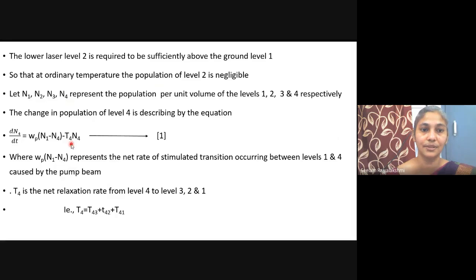Here T4 is nothing but the net relaxation rate from level 4 to levels 3, 2 and 1. That means transitions from the 4th level to the 3rd level, plus transitions from the 4th level to the 2nd level, plus transitions from the 4th level to the 1st level. So total T4 equals T43 plus T42 plus T41.